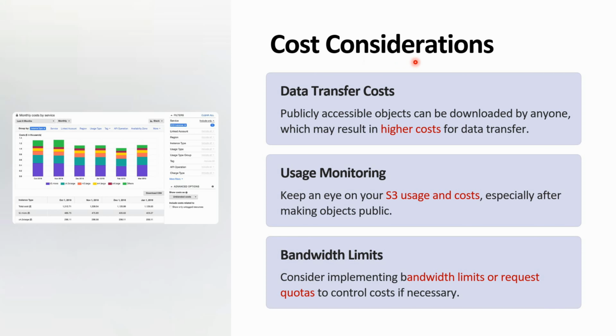Cost considerations. Publicly accessible objects can be downloaded by anyone, which may result in higher cost for data transfer. You have to keep an eye on your S3 usage and cost, especially after making objects public. You can consider implementing bandwidth limits or request quotas to control cost if necessary.